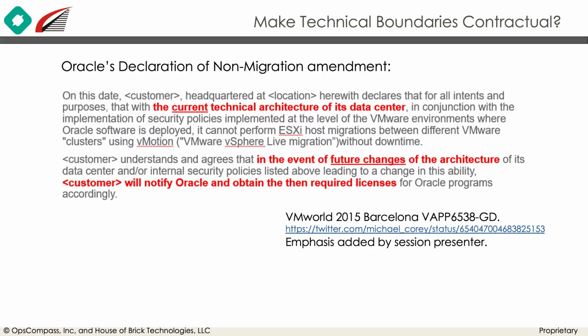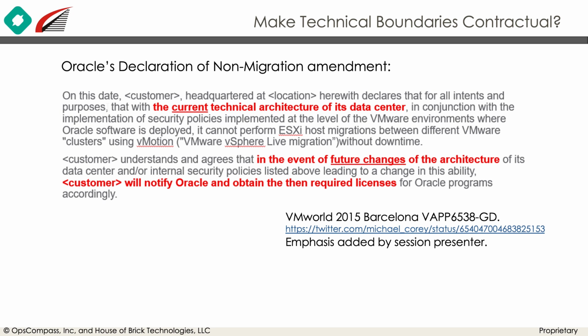A competitor of House of Brick brought this document into the public domain at VMworld Barcelona 2015, at the time known as the Declaration of Non-Migration Amendment. Now, what goes on here is Oracle says, in a virtual environment, you need to share your technical boundaries with us: the specifications and exact configuration of your VMware host affinity must rules, DRS host affinity must rules, your vMotion VLAN boundaries, your storage mapping and zoning boundaries. When Oracle asks you for that information, don't give it to them. It has nothing to do with the audit.